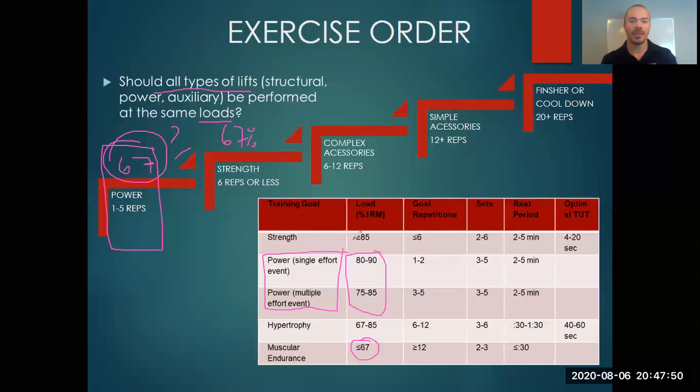What happens when we're working at 67% in our strength block? Well, we're not even close to our strength reps, right? So if we're doing 67% for 6 reps or less, I would say many of the same things that I said about power. If we're squatting at 67% or less, or 67% for 6 reps or less, what are we really getting out of it?